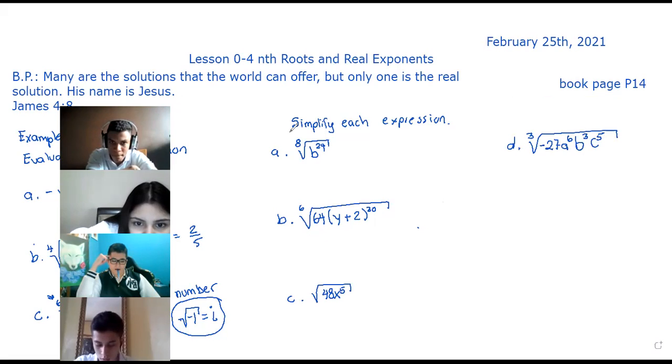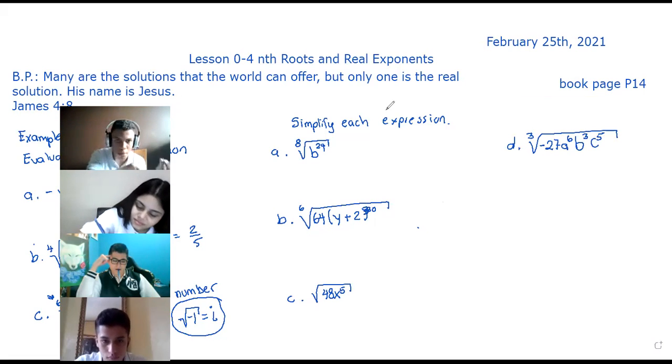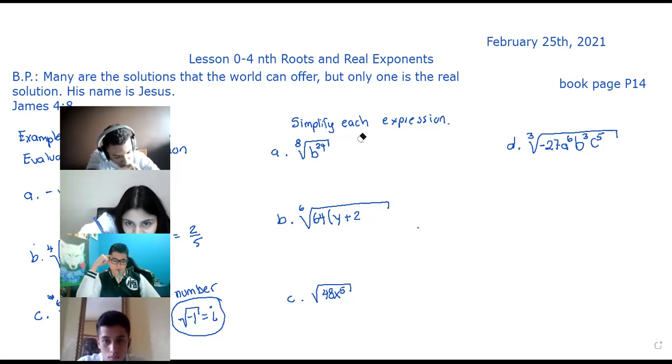Okay. Miss, that's a 30. Yes, it's a 30. It looks like a 20, right? But no, it's a 30.